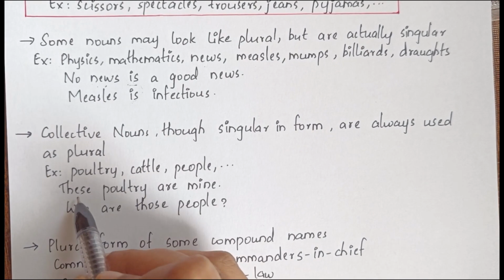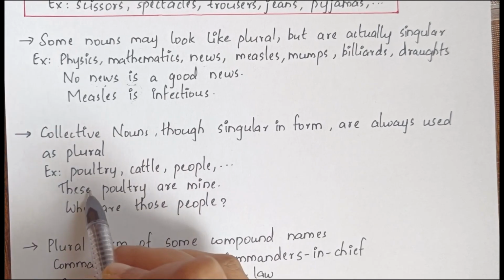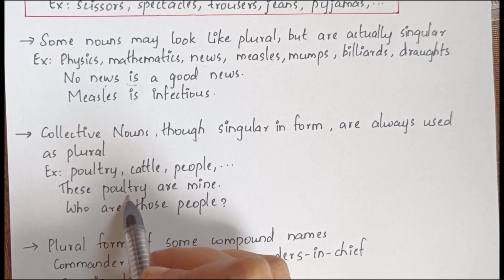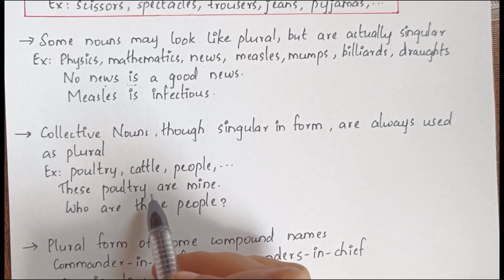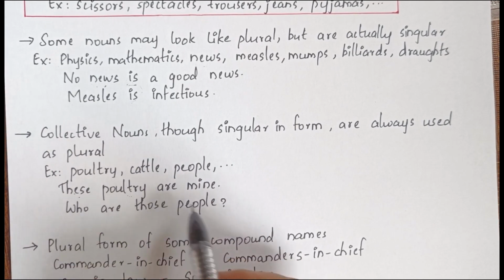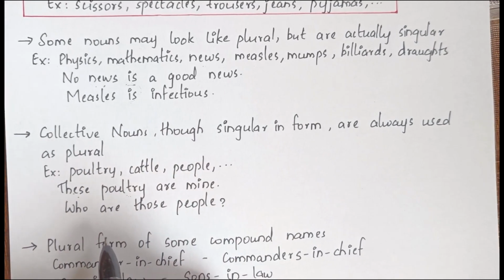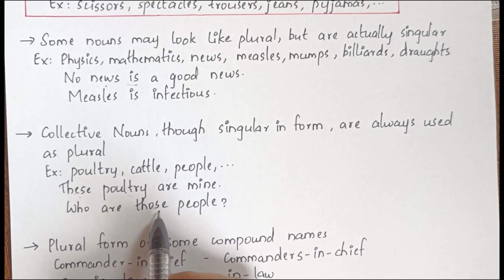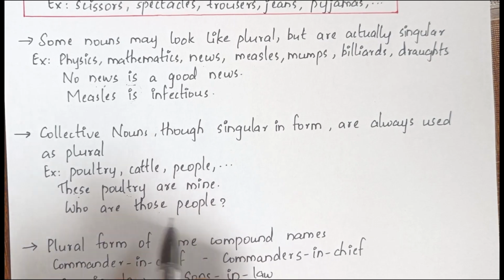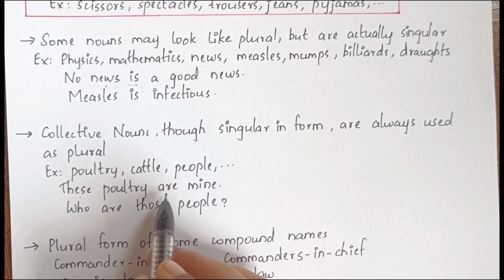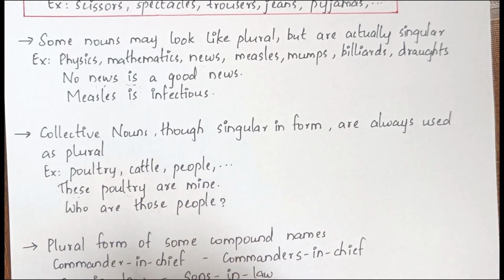For example, poultry, cattle, people, and all. These poultry are mine. Here, these and are are plural because poultry is a collective noun. Although it is singular in form, it is used as plural, that's why the verb and the word these are all plural in form. Likewise, who are those people? Not this people, and "that people" is wrong. Who are those people is correct. You cannot write "this poultry is mine". It's "these poultry are mine". The verb should be plural.